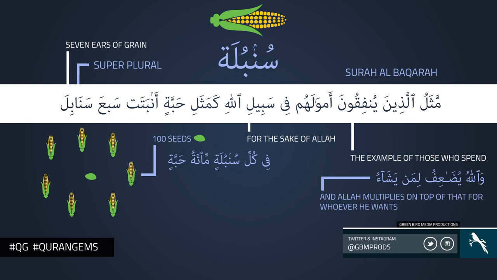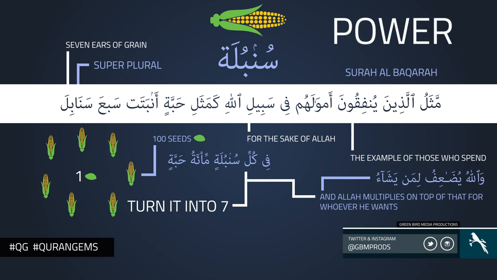The context of the ayah is, you will take one, you will turn it into seven, every seven will give you another 100 each. On top of the math you can do, Allah has His own calculations. وَاللَّهُ يُضَاعِفُ لِمَنْ يَشَاءُ. Allah multiplies in His own way, above and beyond that, for whoever He wants. Meaning this calculation is beyond human capability. Is this a context of weakness or power? So the powerful plural is used.